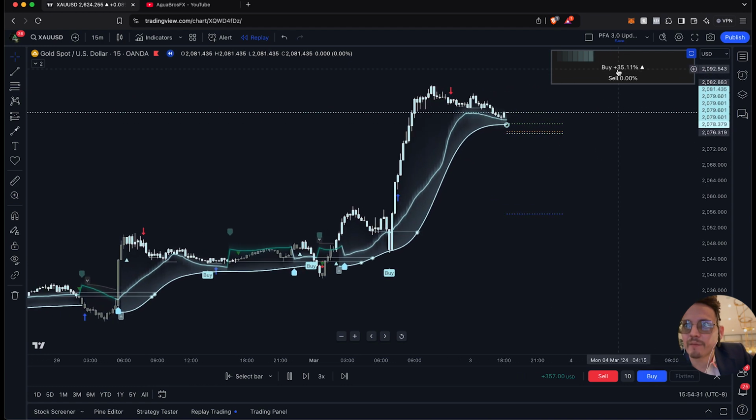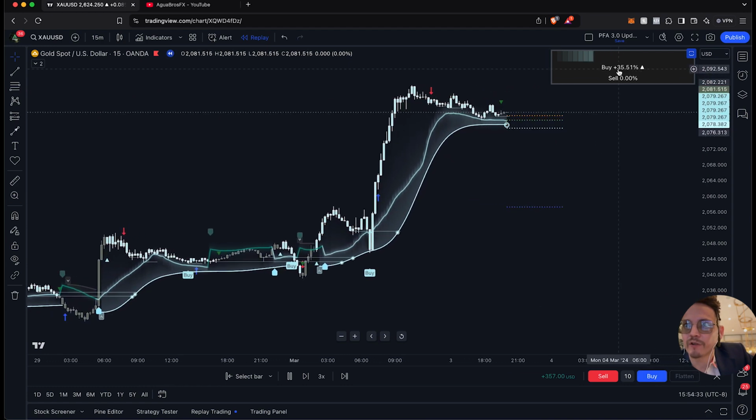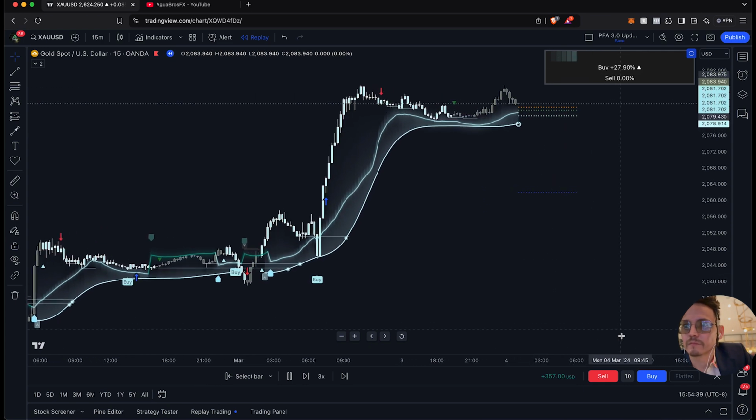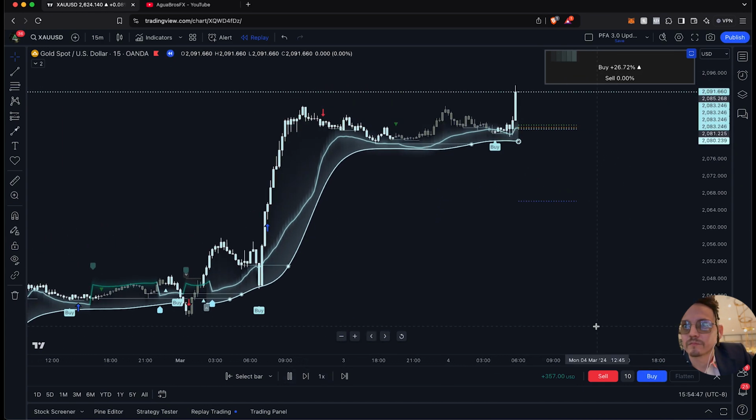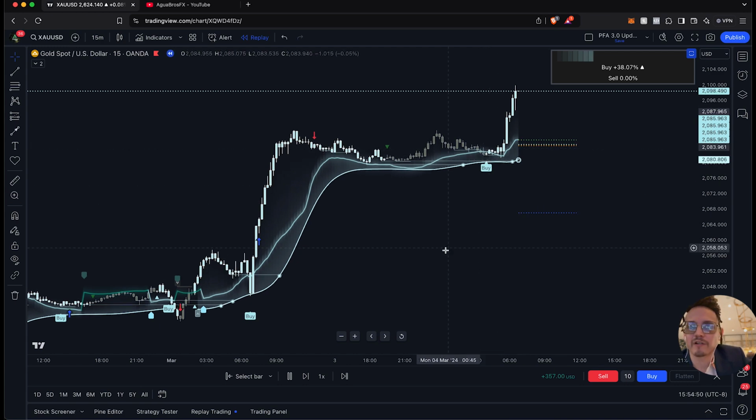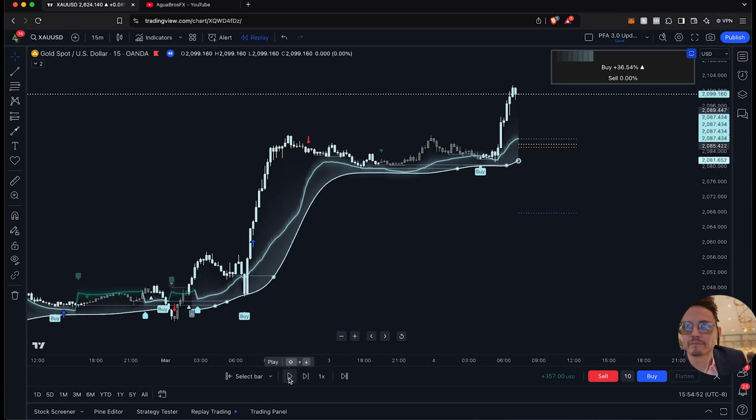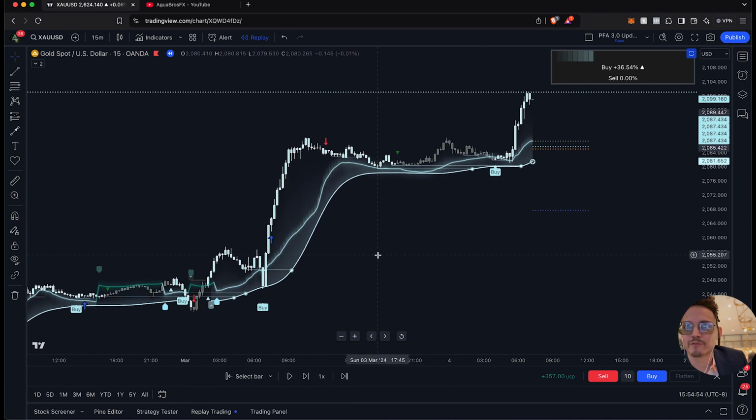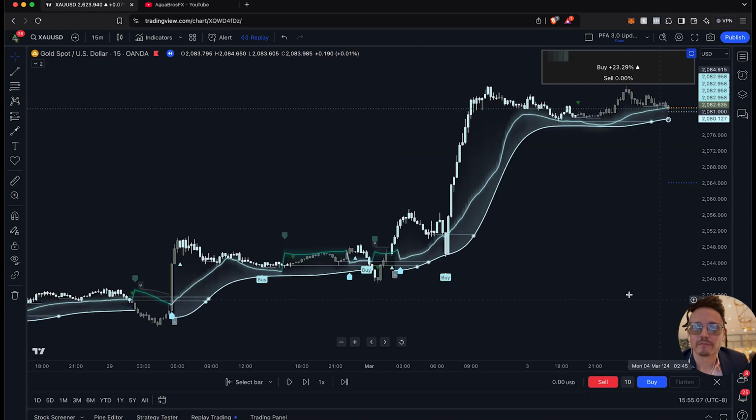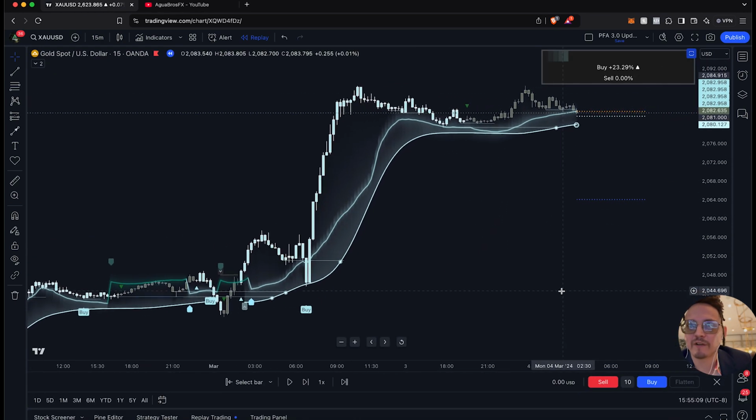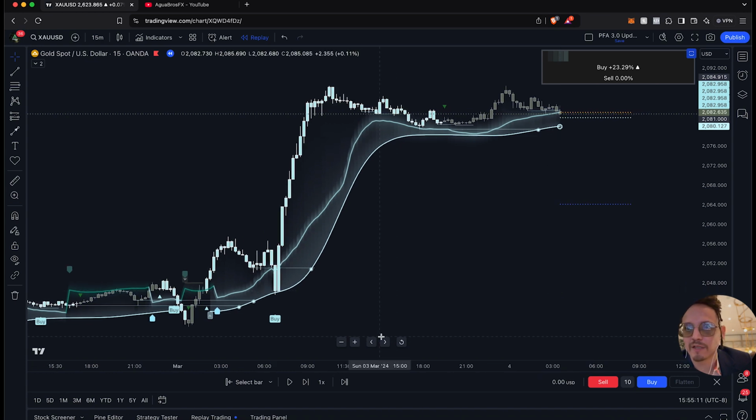We have a buying volume of 0.33. This thing is moving so fast. I need to slow it down. We missed that entry because I was literally trying to catch it. It was just way too fast. Yeah, it was moving a little too fast for me, so let's just slow it down.